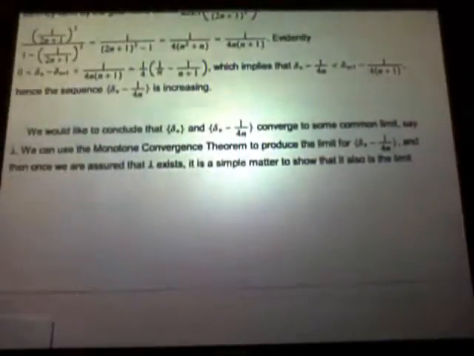You know that you have an increasing sequence here, delta n minus 1 over 4n. If you can just get a bound on it, then you're in business. So we just want to show that it's bounded, and then we can use the monotone convergence theorem. So we have a monotone sequence. All we need to do is show that delta n minus 1 over 4n is bounded above.